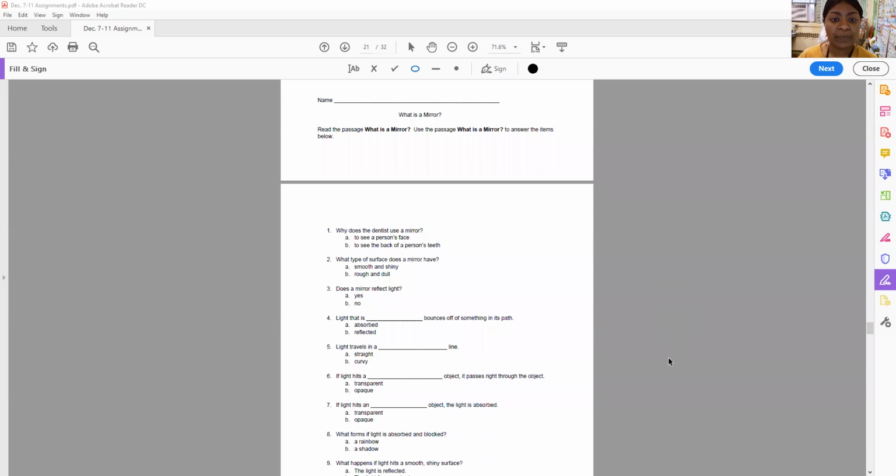So we have read the passage, and we're going to use the passage to answer the items below. Number one, why does the dentist use a mirror? A, to see a person's face, or B, to see the back of a person's teeth. B. Know that a dentist is a doctor that takes care of our teeth.